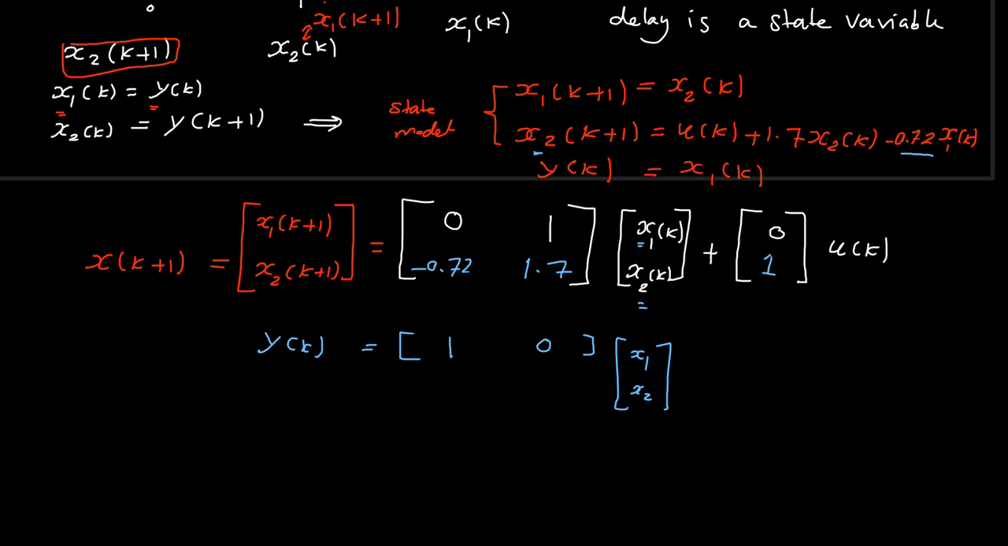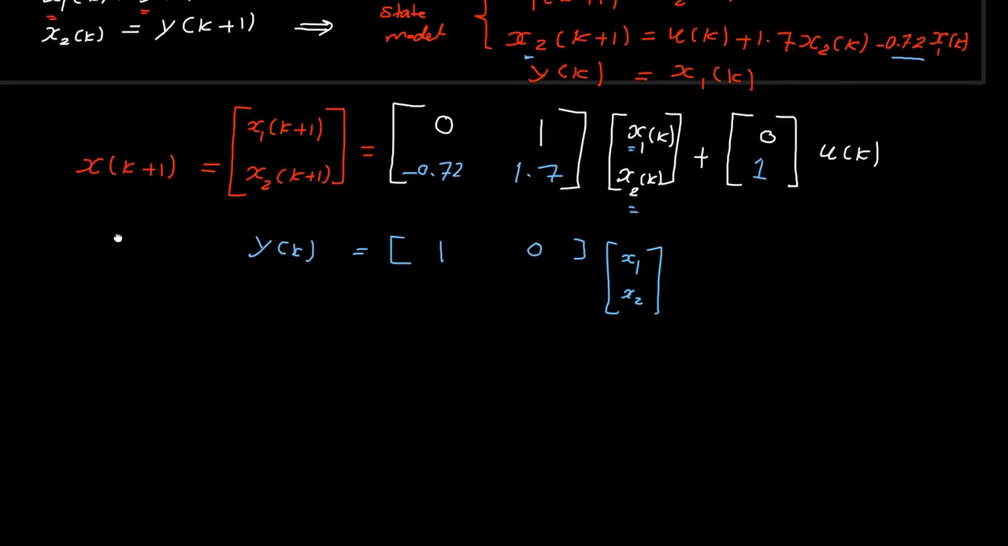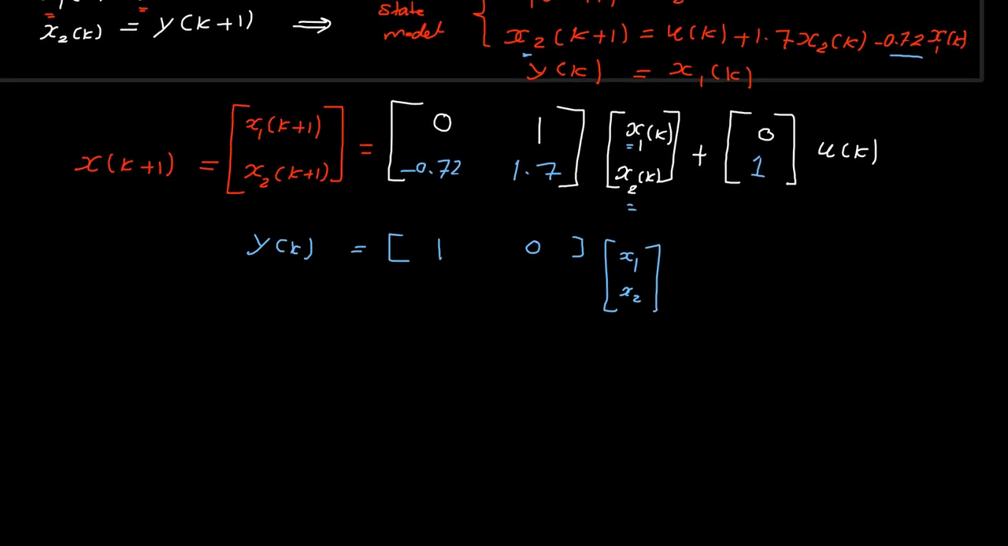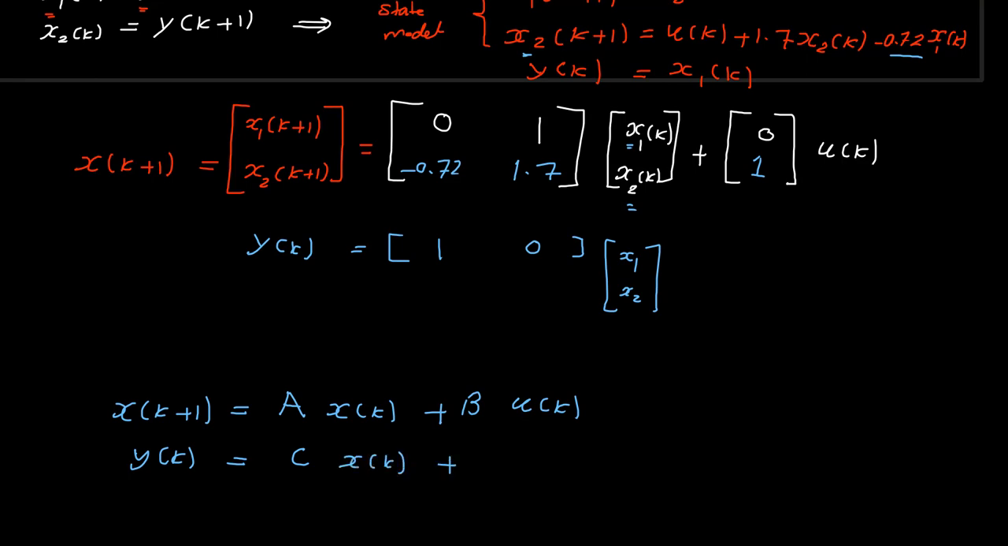So simply the general form for the state variable model can be written as x of k plus 1 is equal to a certain matrix, a state matrix we will call it later, times x of k plus b, which is the input matrix, times u of k, and y of k, the output equation, will equal c x of k plus d u of k.